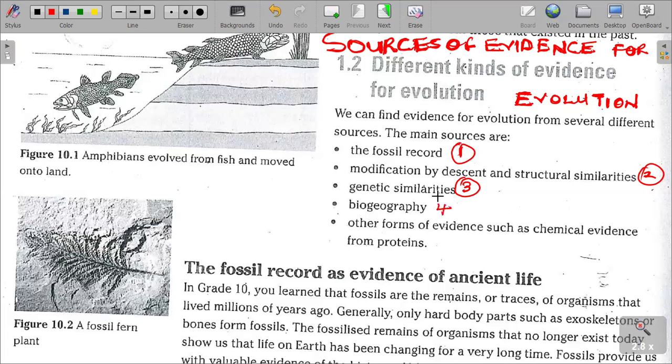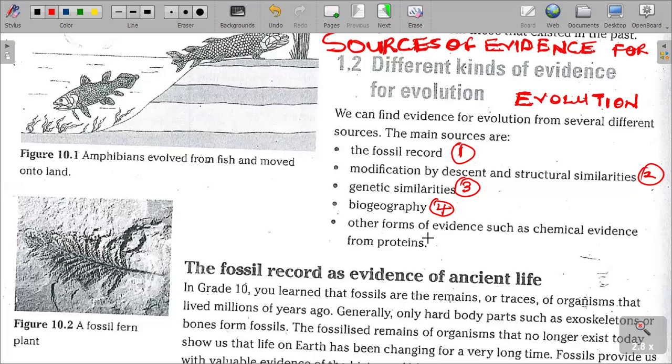And then number 4, we can talk about biogeography as another source of evidence of evolution. Biogeography is the distribution of living organisms across the earth, which is explained by examples such as the finches by Darwin's theory. And then, of course, we can have other forms of evidence, such as the chemical evidence from proteins, which can as well be related to genetic similarities.